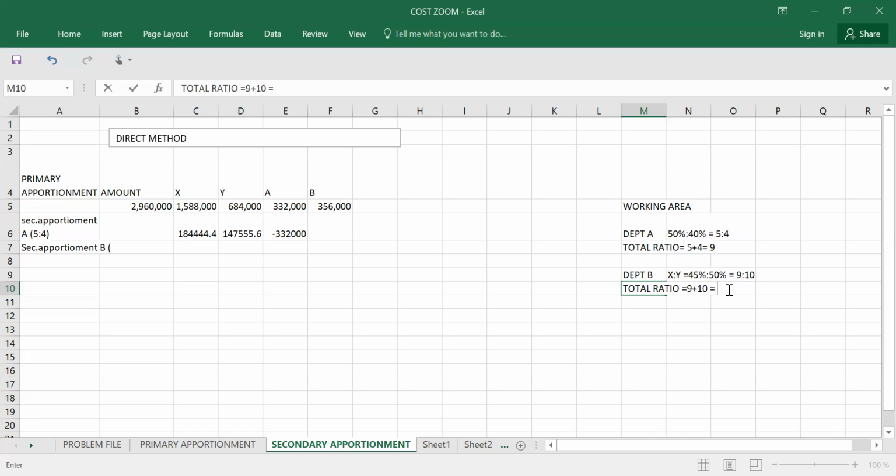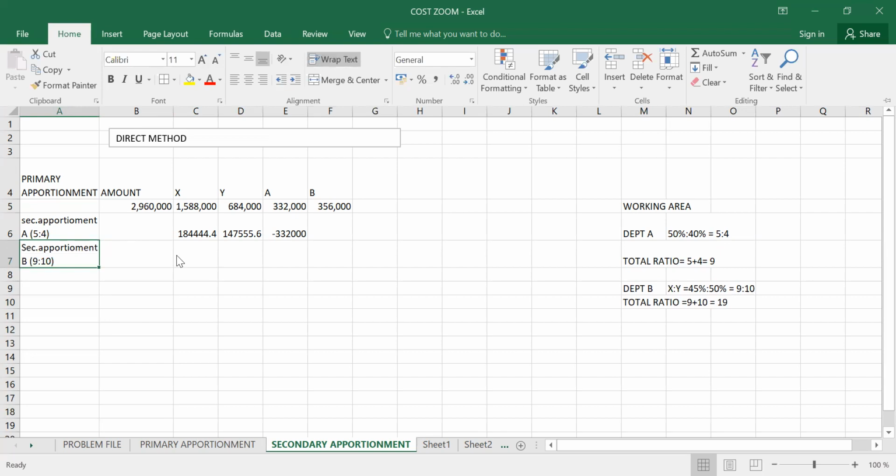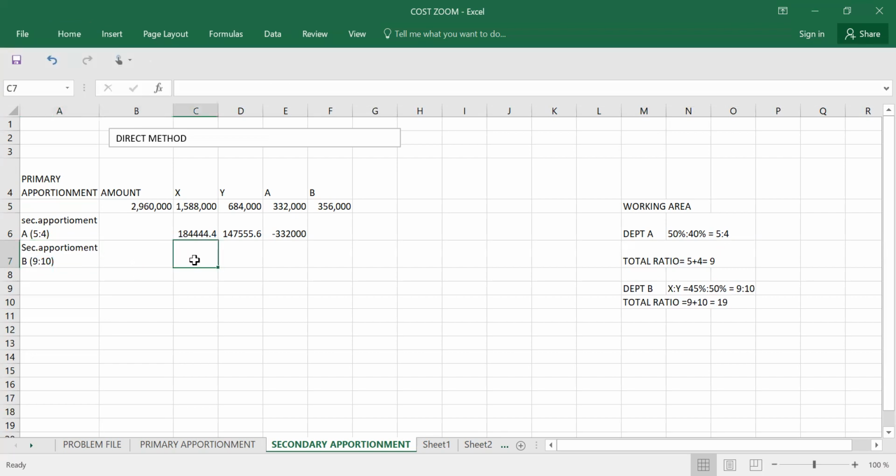Okay, so in this case, I added the ratios and I'm getting 19. Now, when I come back here to distribute, we are distributing this in the ratio 9 to 10. Let me just make this proper. Okay, so we are now distributing this amount to X and Y.